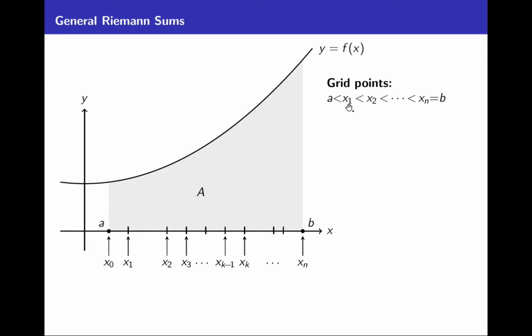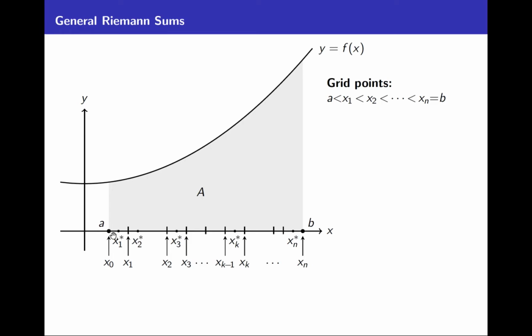A is less than x1, which is less than x2, which is less than x3, and so on, which is less than xn, which equals b. So they're in that order, but we're saying nothing about the spacing. And then you could take sample points, just as we did before, points that you pick of your own choosing in each of the n intervals that you get this way.